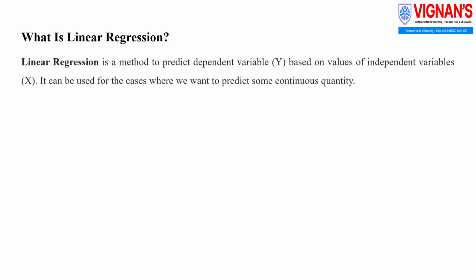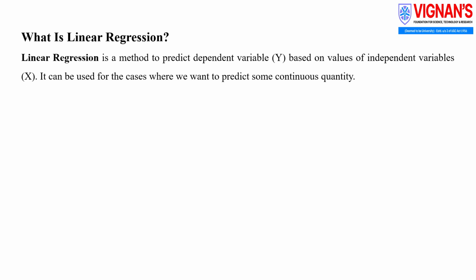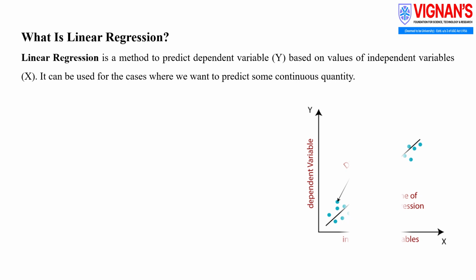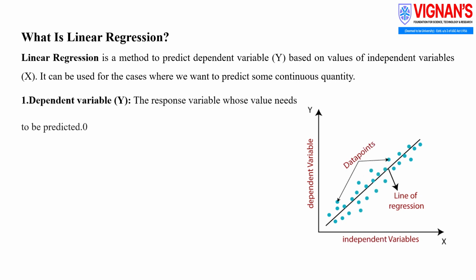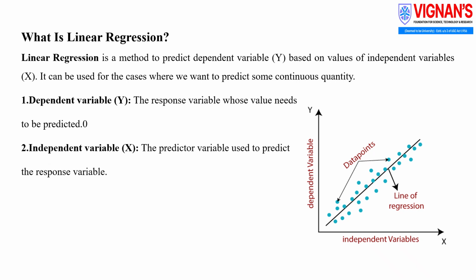Simple linear regression is used to understand the relationship between one independent variable and one dependent variable. In the graph, the vertical axis shows the dependent variable y while the horizontal axis represents the independent variable x. Each dot represents an observed data point. The straight line passing through these points is called the line of regression. It shows the best linear relationship between x and y.